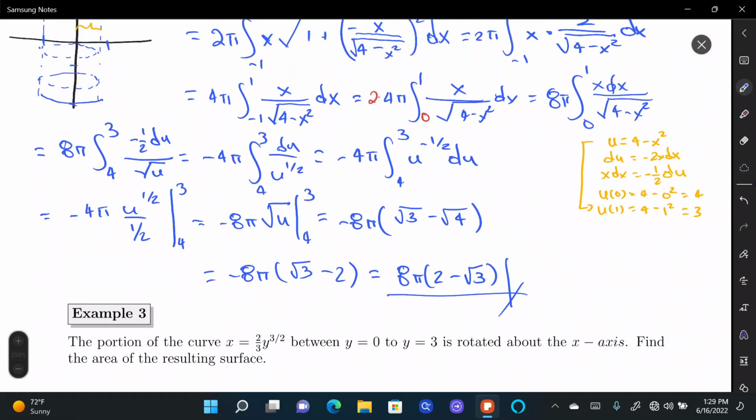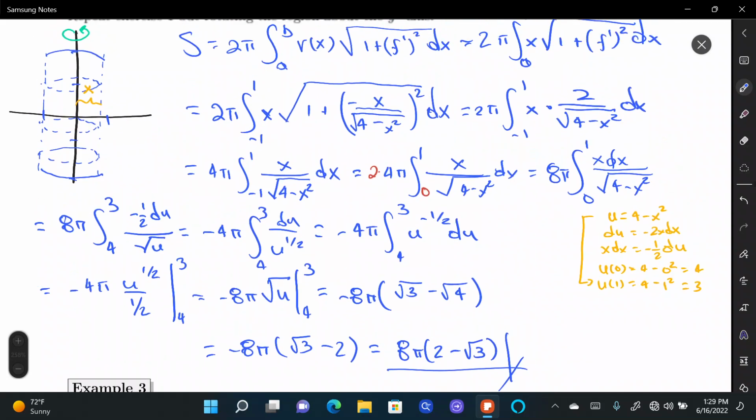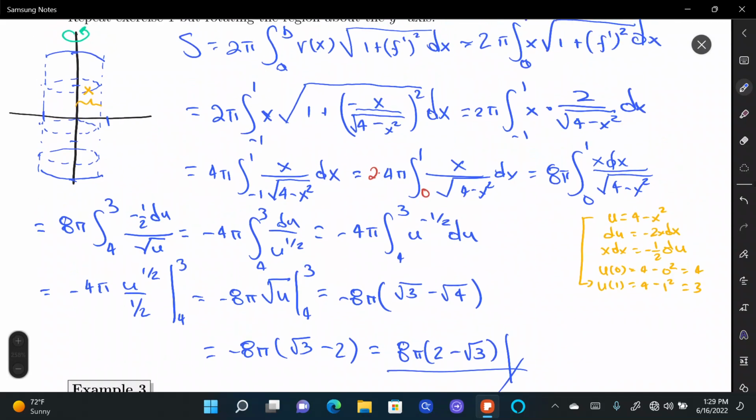Let me zoom it out. Questions about this one?